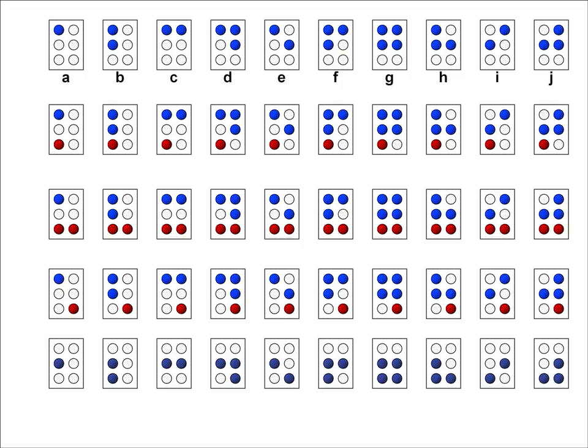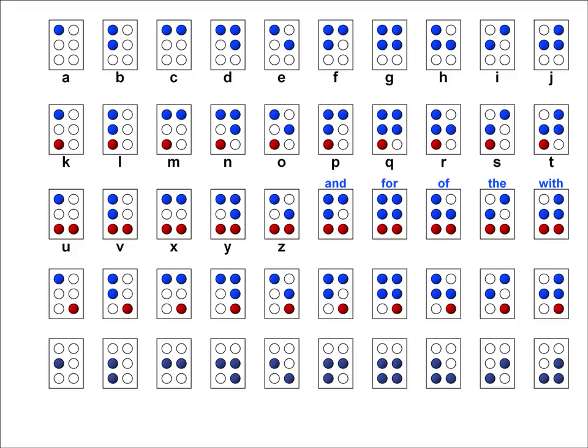The row with dot 3 raised represents letters K through T. The row with both dot 3 and dot 6 raised represents the letters U through Z without the W, and then the words and, for, of, the, with. You'll notice that if a cell represents a full word, that word is shown in blue instead of black.